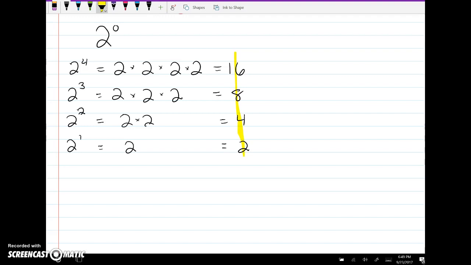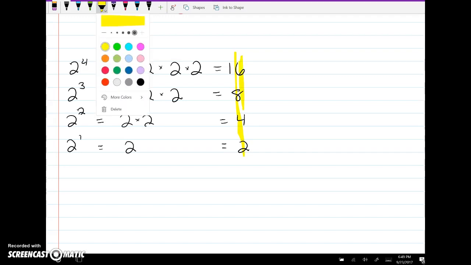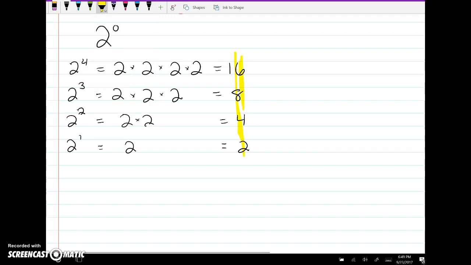Let's look at this column for a moment. What's happening? Well, what do we do to 16 to get to 8? I divide by 2. Okay, well, what can I do to 8 to get to 4? Oh, I can also divide by 2. And what about 4 to 2? I also divide by 2.